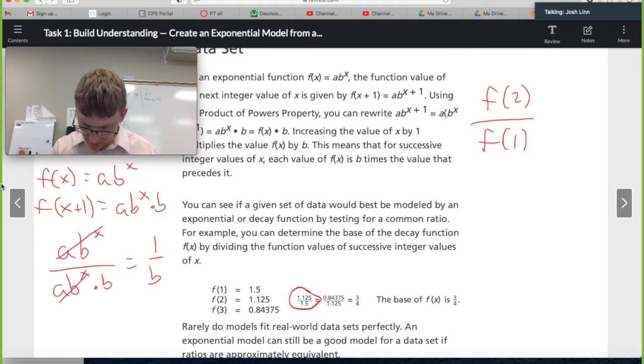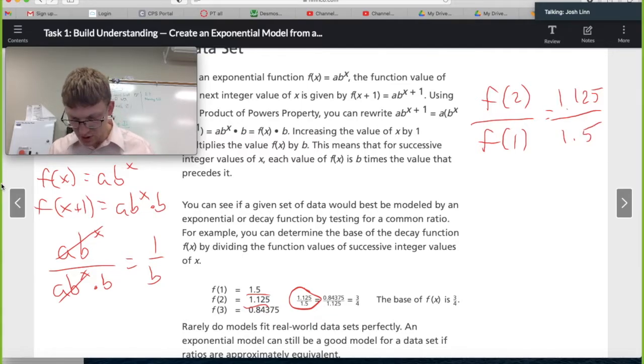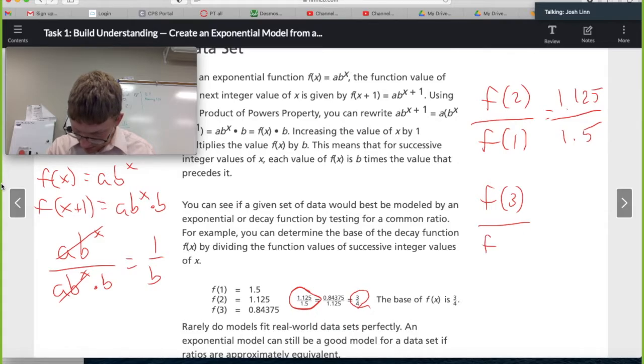So we plug some of these numbers in for those. So we've got 1.125 divided by 1.5. Shove that into your calculator, and you will get 3 over 4. So what are these other numbers here that they're doing? Well, theoretically, you can do it with any consecutive values, right? So you can also do it with f of 2 and f of 3. So if we took f of 3 over f of 2, that's where these numbers came from, then you would also still get 3 over 4.